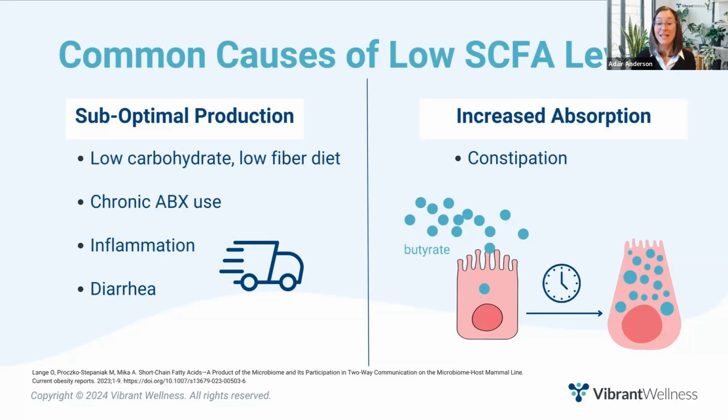For example, diarrhea causing rapid transit of those fermentable fibers through the colon leads to decreased short-chain fatty acid production. Think of it as literal fast food. It's difficult for microbes to ferment fibers when the fibers are literally flying past them at jet speed. On the flip side, constipation increases colonic absorption of the short-chain fatty acids, so they are no longer present at the time of stool collection.